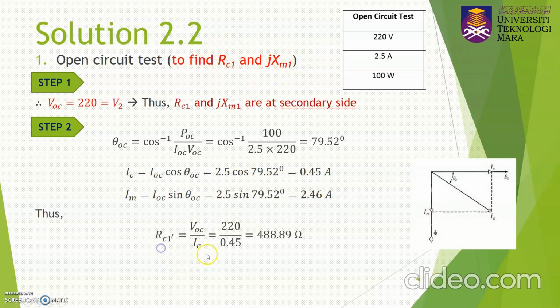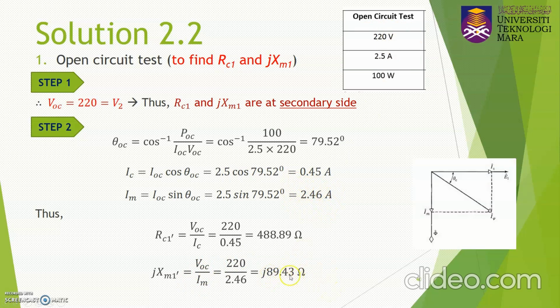Okay, so RC1 will be equal to the VOC divided by IC. VOC is given by 220 divided by IC, which is 0.45. So you get 488.89 ohm. For the XM1, it is equal to the voltage open circuit divided by IM. So in this case, 220 divided by 2.46 ampere.